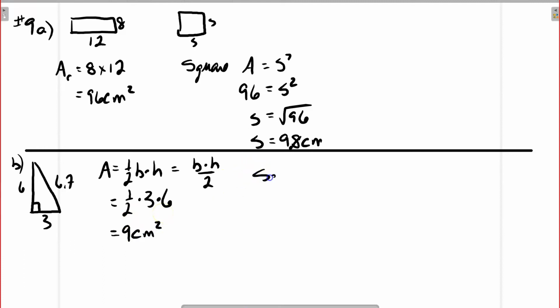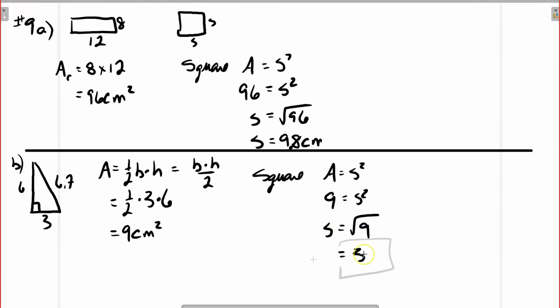Now we're looking for a square that has the same area. Area is equal to s squared. So 9 is equal to s squared. Therefore, s is equal to the square root of 9, which is equal to 3. Okay, so we've got a square with a side of 3.